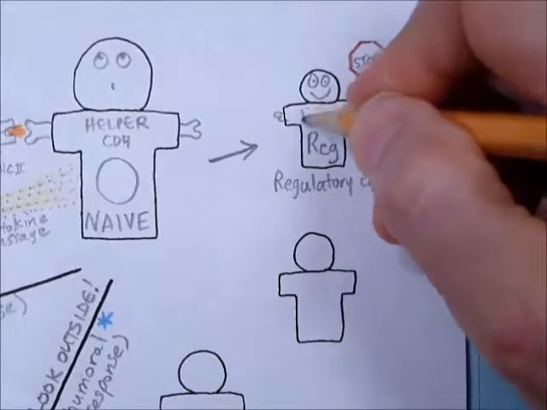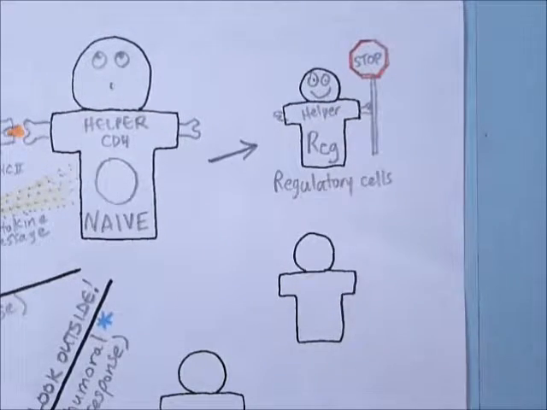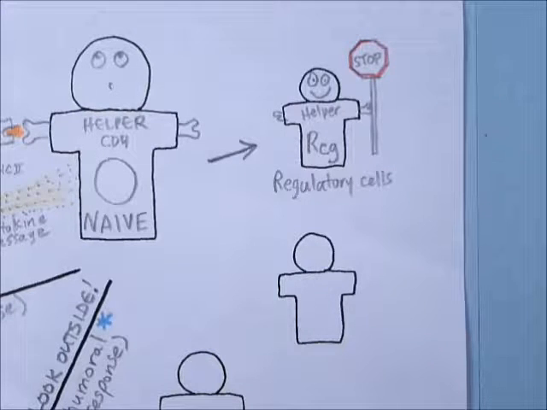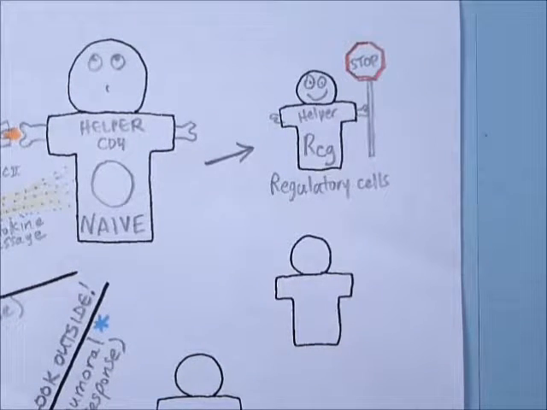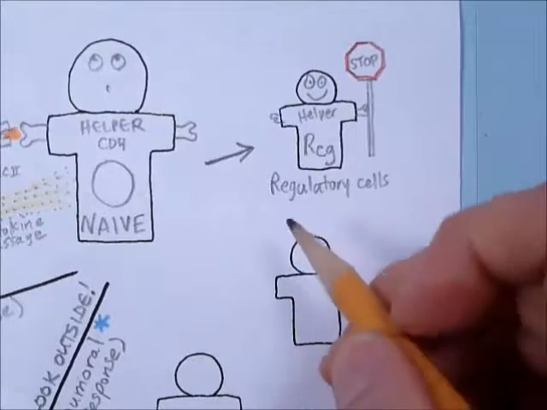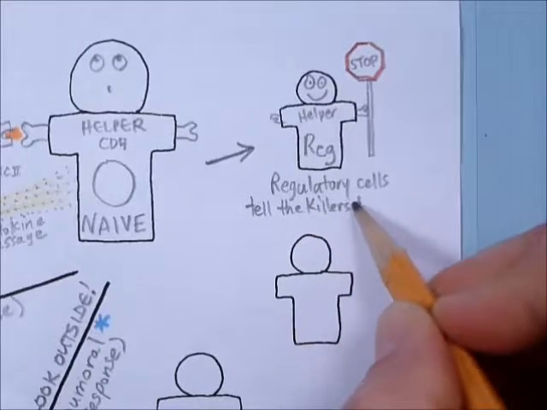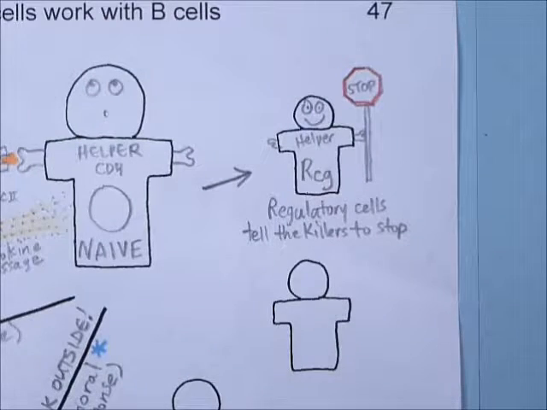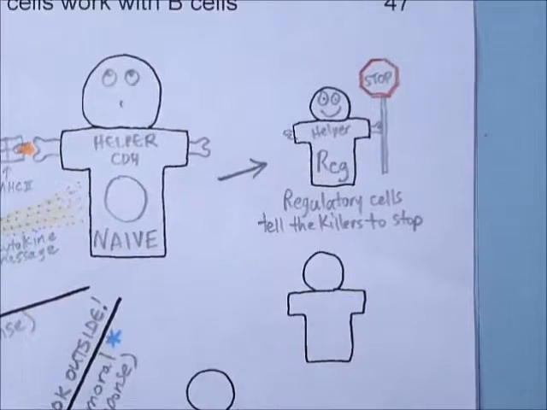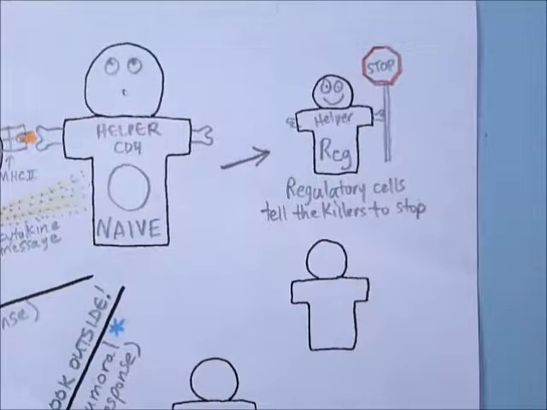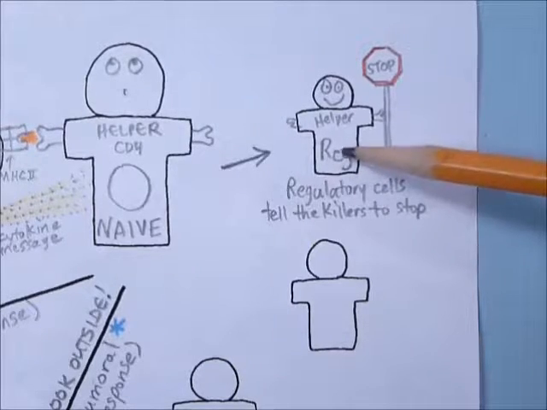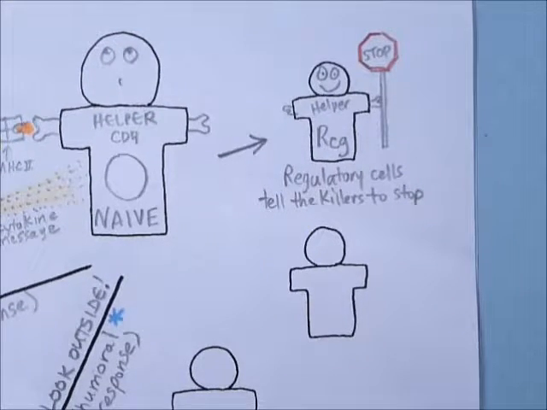Okay, so the regulatory helper will tell the killer T's when to stop, because cells don't have brains, they don't know about timing, so eventually those killer cells are going to have to stop killing. The regulatory cells tell the killers to stop. So these help get your immune system calmed back down after it's had a fight with a pathogen. Again, they used to be called suppressors because they thought they suppressed the immune system, but now they prefer to call them regulatory because they just help regulate it.